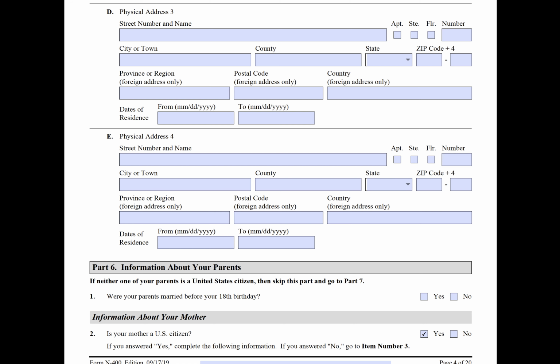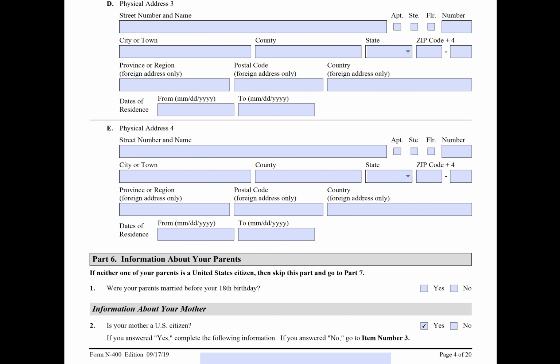Information about your parents, Part 6. First and foremost here, USCIS mentioned that if neither of your parents is a U.S. citizen, then you can skip and go to Part 7. However, if at least one of your parents is a U.S. citizen, then you need to respond to this section.